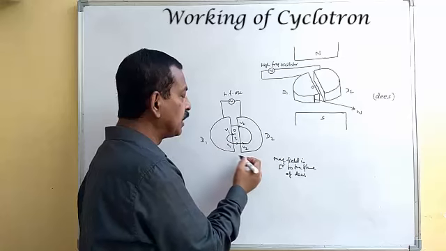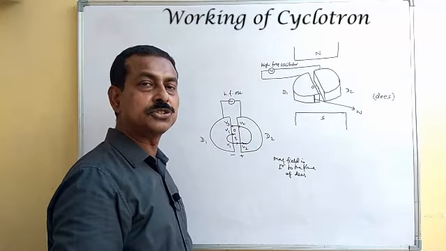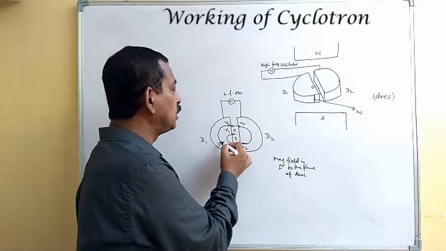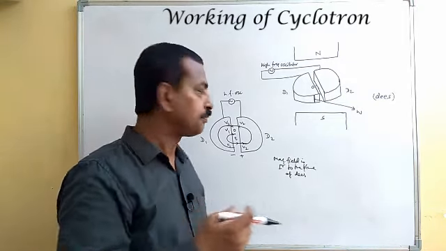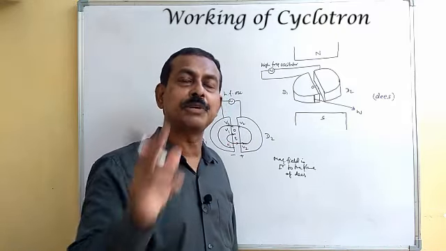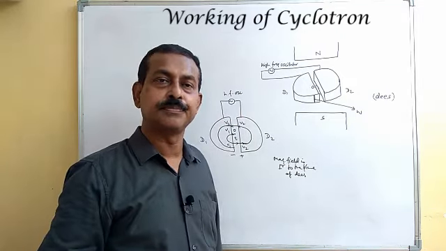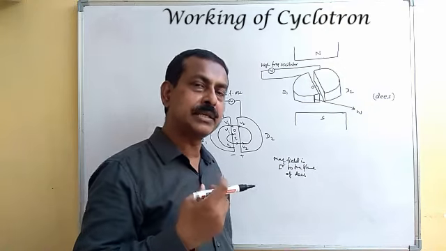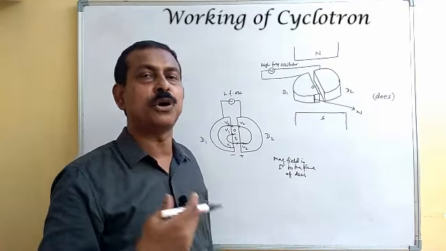Again the polarity gets changed. Now this will be negative, this is positive. Again it gets accelerated, now it enters with the velocity v3. So this way again it will describe a semicircular path. Radius will go on increasing. So that is how the charged particle will be increasing its velocity. It will move in a circular path of greater and greater radius and will finally come out of the D's of the cyclotron. And we will have those accelerated charged particles which are energized, available for our purposes. This is how the cyclotron works.